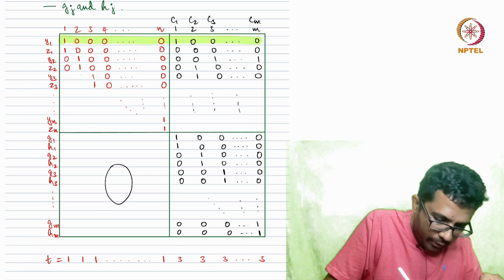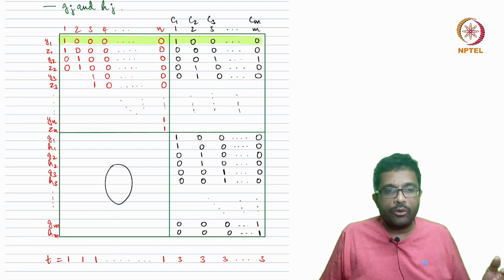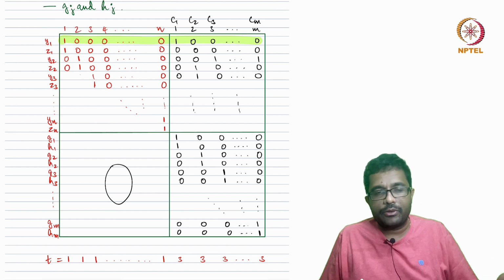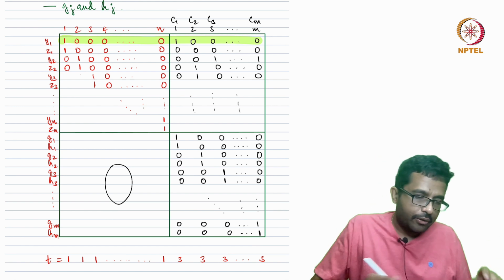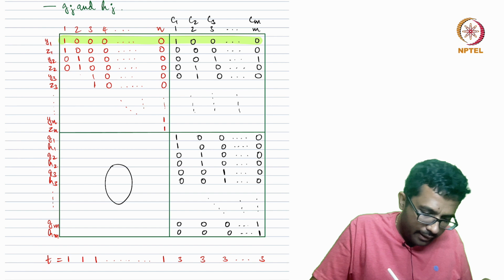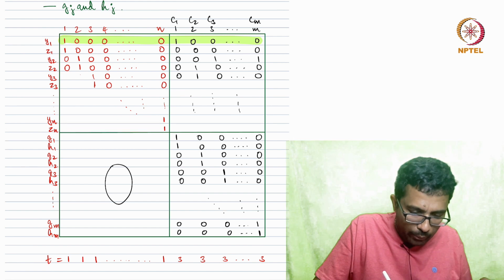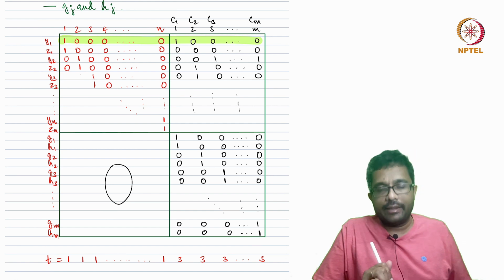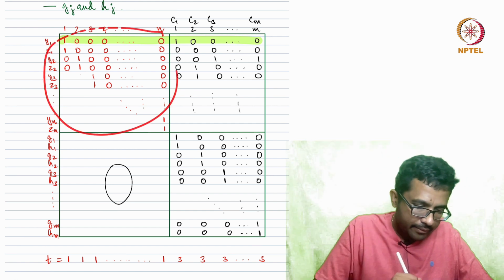I could also have filled zeros here, because a leading zero does not change the number, right? So 0 followed by 1 0 1 0 0 is the same as 10100. So I can fill leading zeros here, but I'm not filling it. So yn zn is just all zeros and a 1 at the nth position, right? So this is how we fill this part.